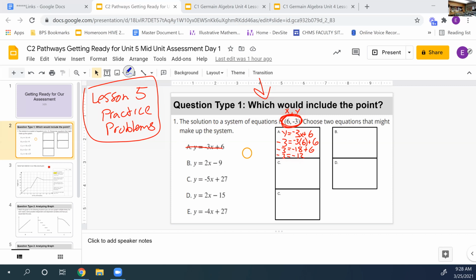So now we're going to test out B, where it says y is equal to 2x minus 9. And we know that our y is -3, so -3 is equal to 2 times what's our x? Very good, Matthias. It's going to be 9. I mean, no, not 9. What's our x? It's our 6.